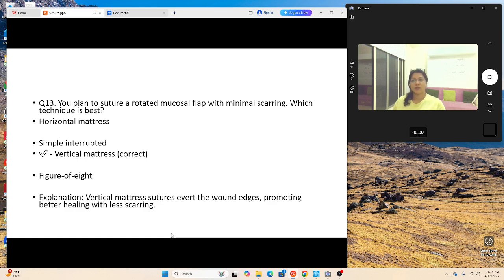You plan to suture a rotated mucosal flap with minimal scarring. Which technique is the best? A rotated mucosal flap. Horizontal mattress, simple interrupted, vertical mattress, a figure of 8. Vertical mattress sutures evert the wound edges, promoting better healing with less scarring.